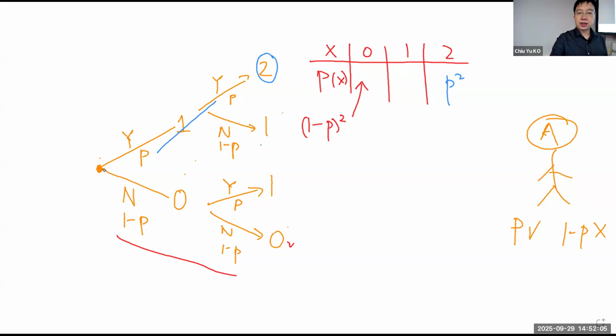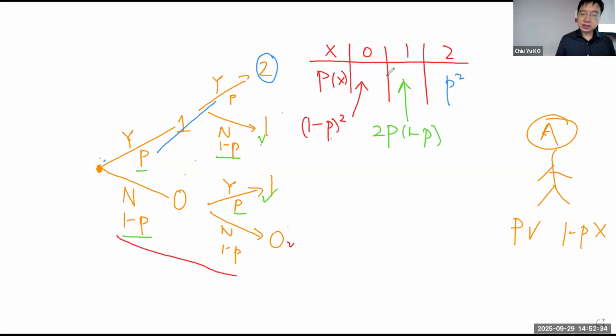And what about this guy? 1 will be this 2. So it will be this times this plus this times this, because you add together, the addition rule, because it's yes, no and no, yes. So it will be 2 P times 1 minus P. Can you see that it's yes, no, and no, yes? So the 2 cases.